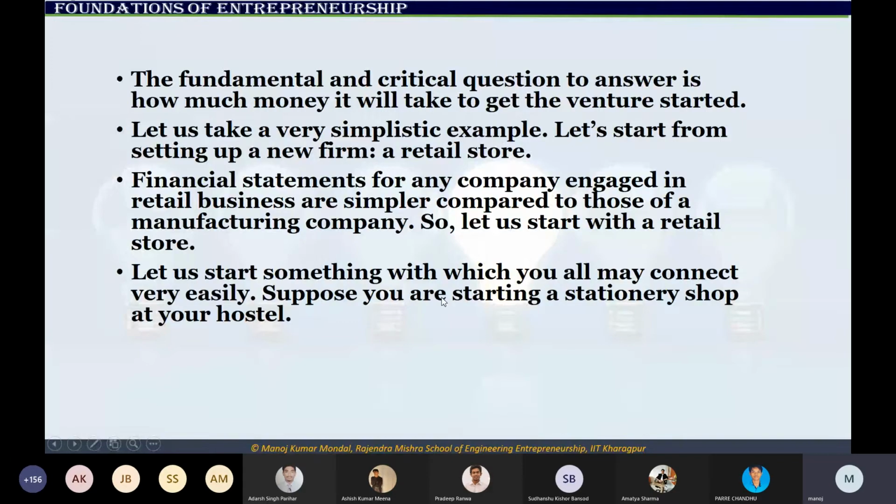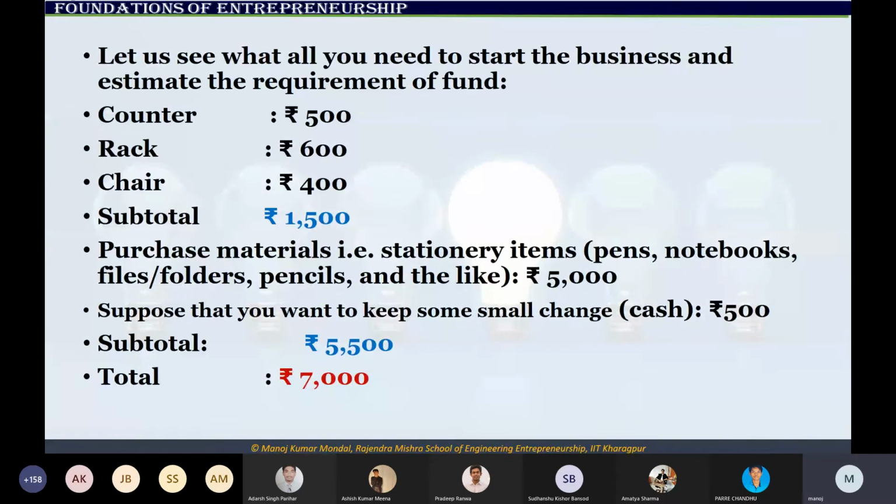So you want to know how much money is required to be invested, so that you understand which business to start. If some business requires 100 crore rupees and you are thinking to start and you have no idea how to gather 100 crore, then there's no point. So let us start a very simple business.